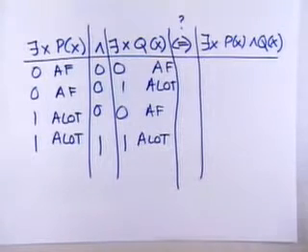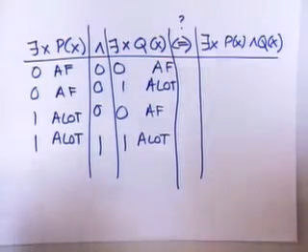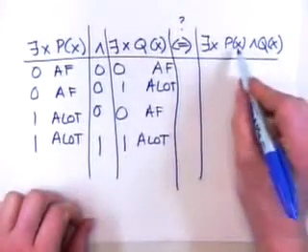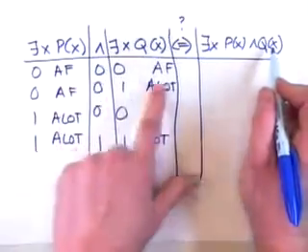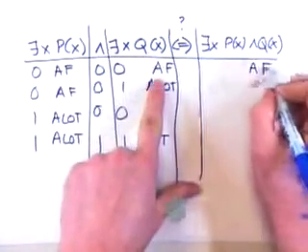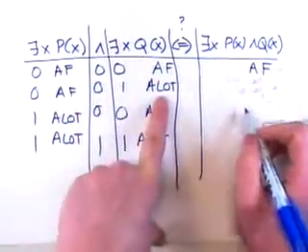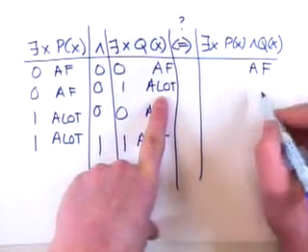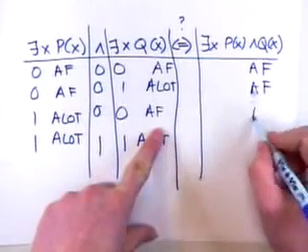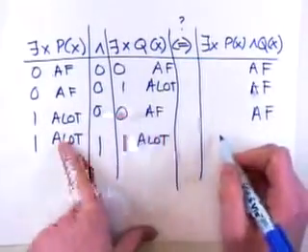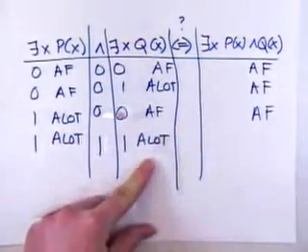So you already got most of the credit for this problem just by doing that. At least half of it. Then I have to figure out what happens when I AND P of X and Q of X. So all false ANDed with all false gives me all false. All false ANDed with at least one true gives me all false, at least one true ANDed with all false, all false again. And at least one true ANDed with at least one true.